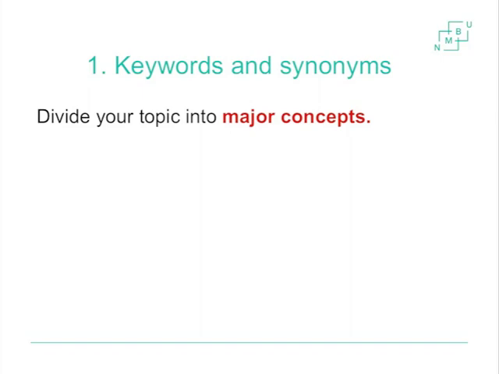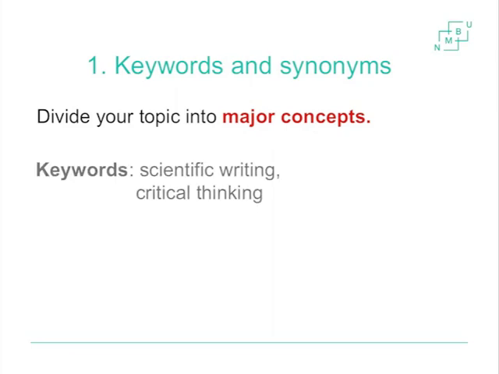Often, your topic may have a main theme, which naturally can apply as your first keyword. For example, I want to find literature on scientific writing, of course. And naturally, you will want to narrow down your theme. For example, you want to show how critical thinking supports scientific writing.